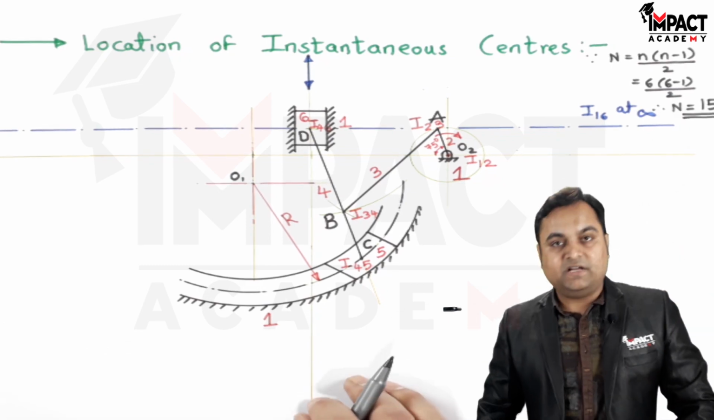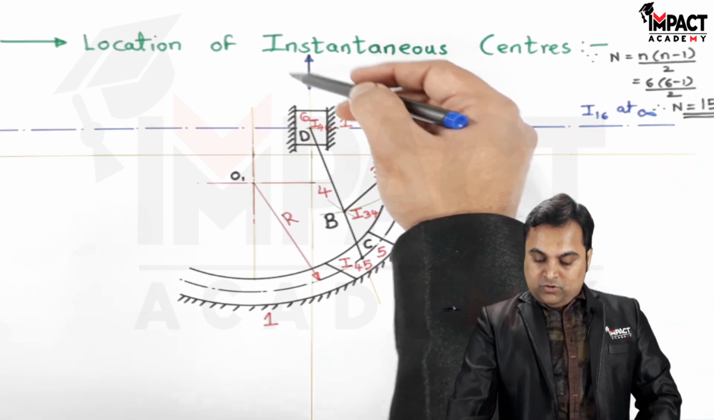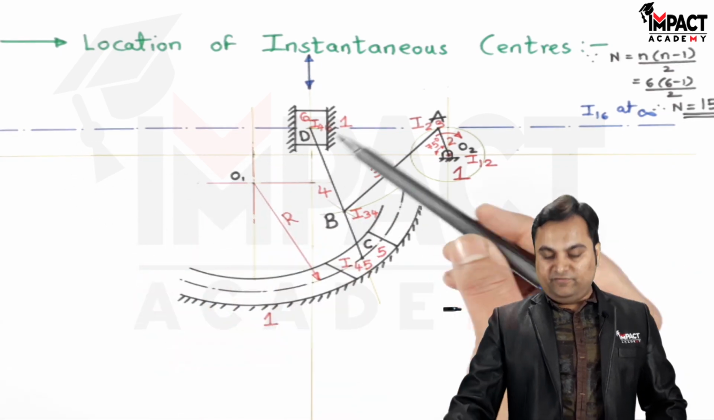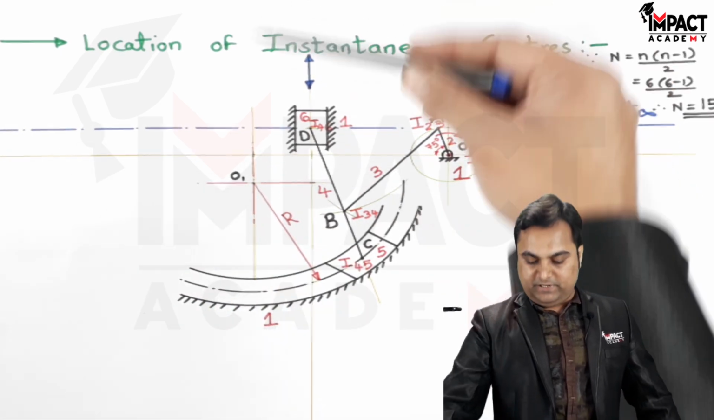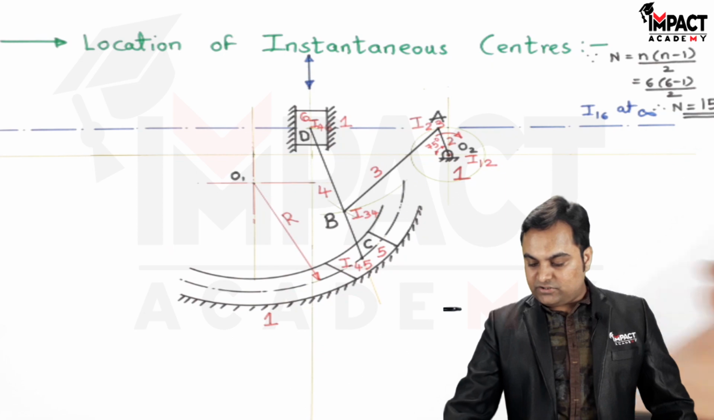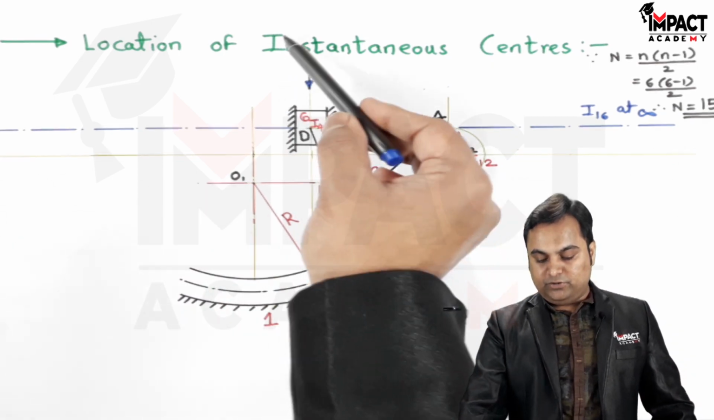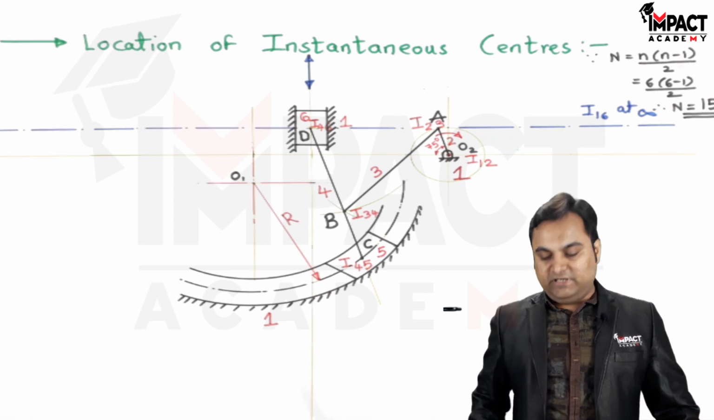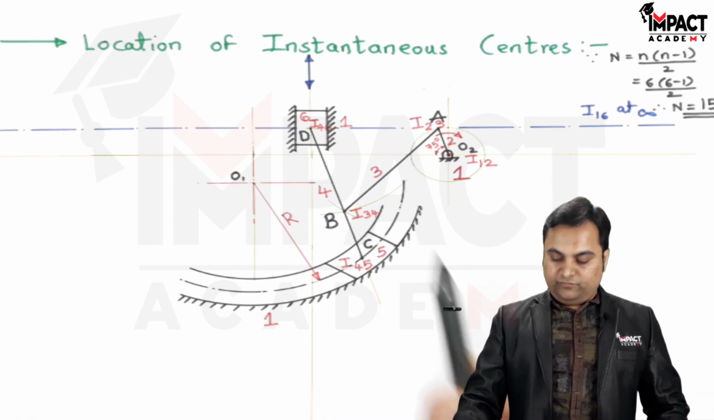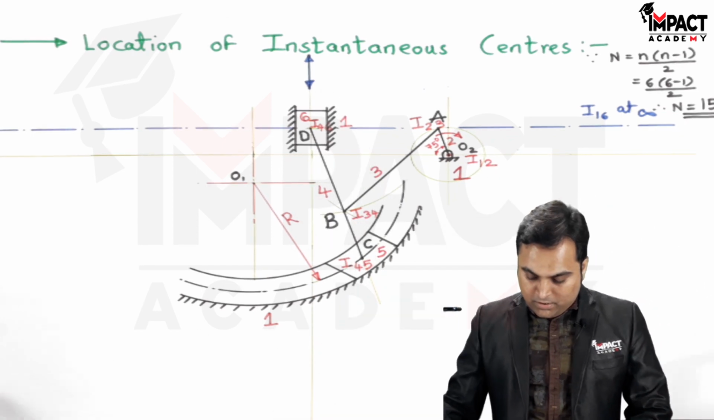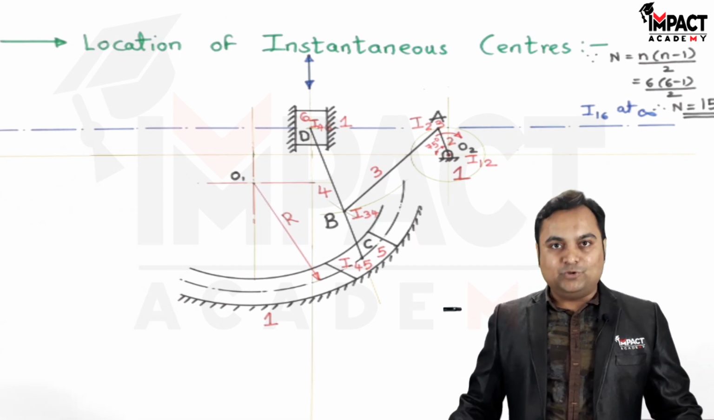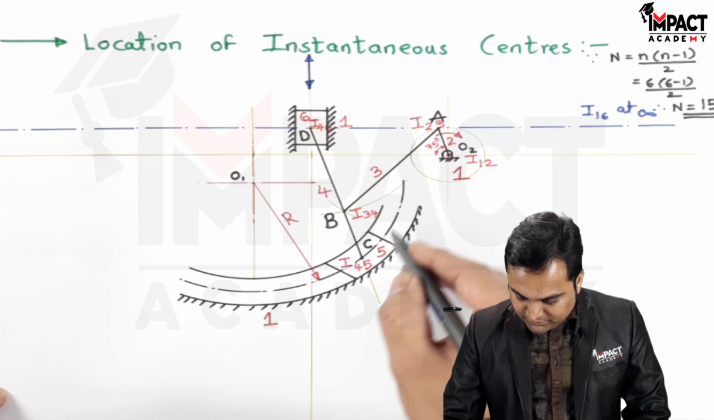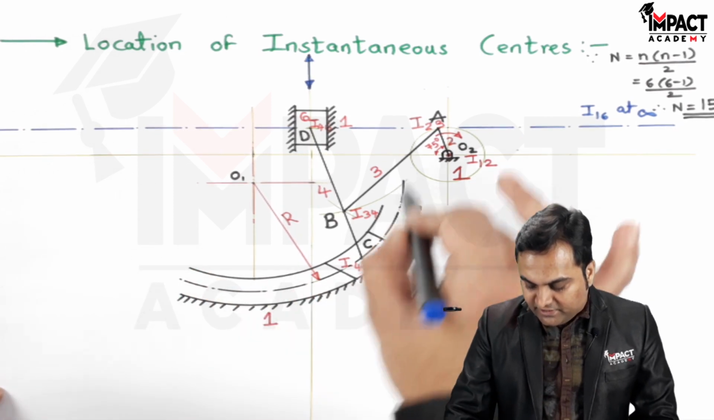So I16 at infinity, it means whenever there is a slider reciprocating in a vertical plane, then the ICR is in the horizontal plane perpendicular to the plane of motion, and similarly if it is reciprocating in a horizontal direction, then the ICR would lie vertical, that is perpendicular to plane of motion.